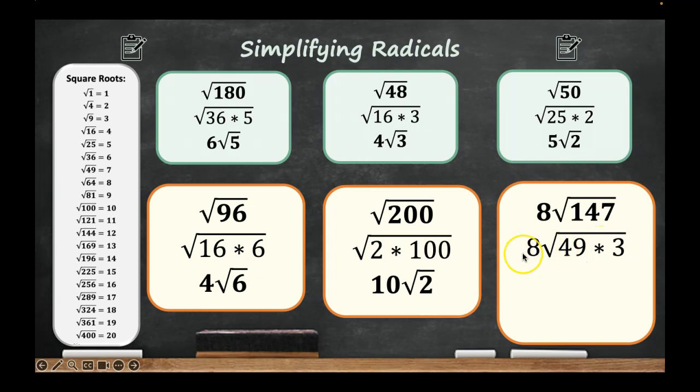But you already have an 8 out there. So you need to take that 7 and multiply by whatever you already have out there, which is 8. So you'll get 7 times 8, which is 56, square root of 3. And if you look here, I have a radical in all of these answers. So all 3 of these answers are irrational answers.